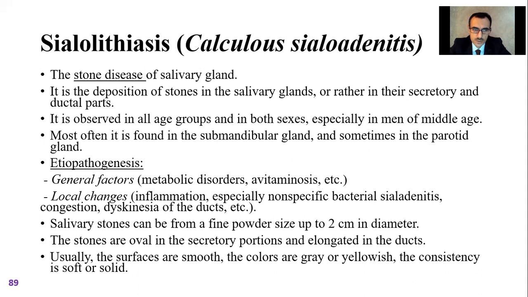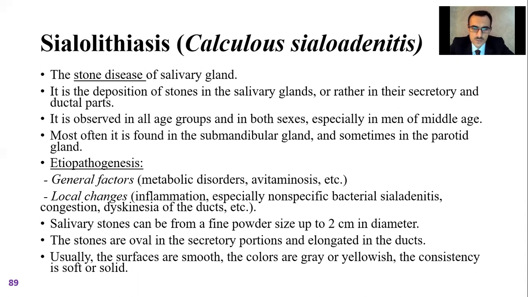Pathogenesis includes two kinds of factors: general factors such as metabolic disorders and avitaminosis, and local changes, inflammation, especially non-specific bacterial sialoadenitis, congestion, dyskinesia of the ducts, and so on.